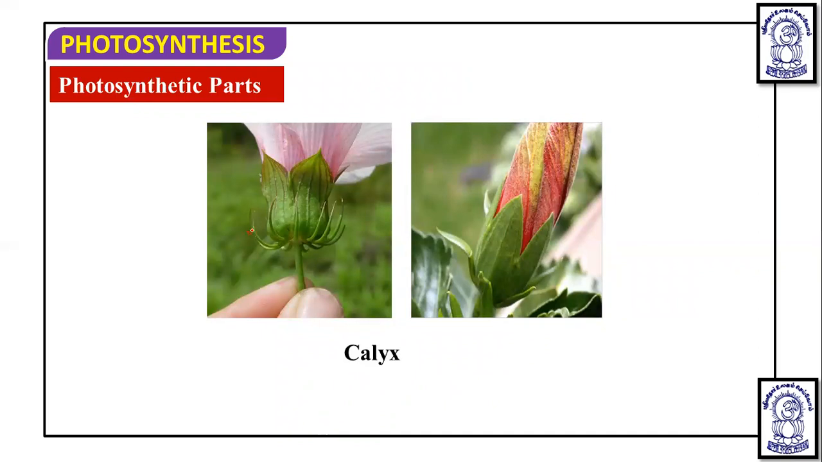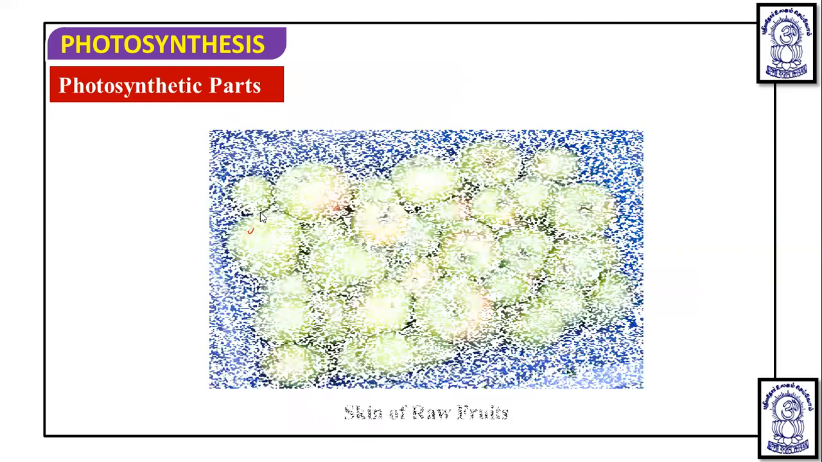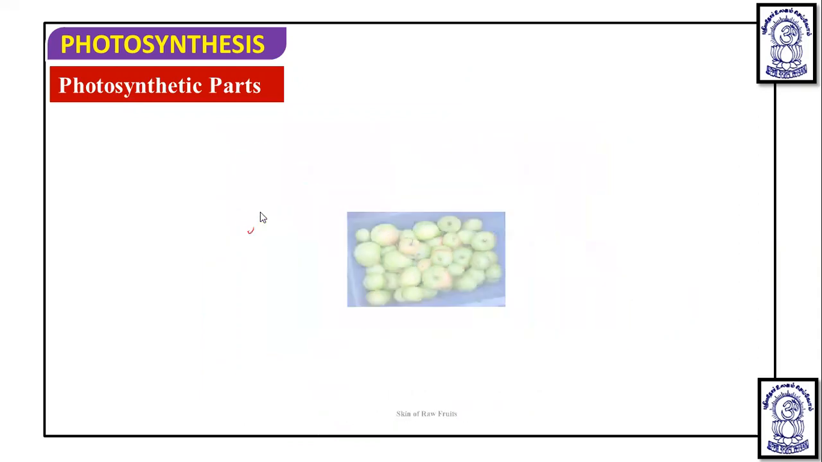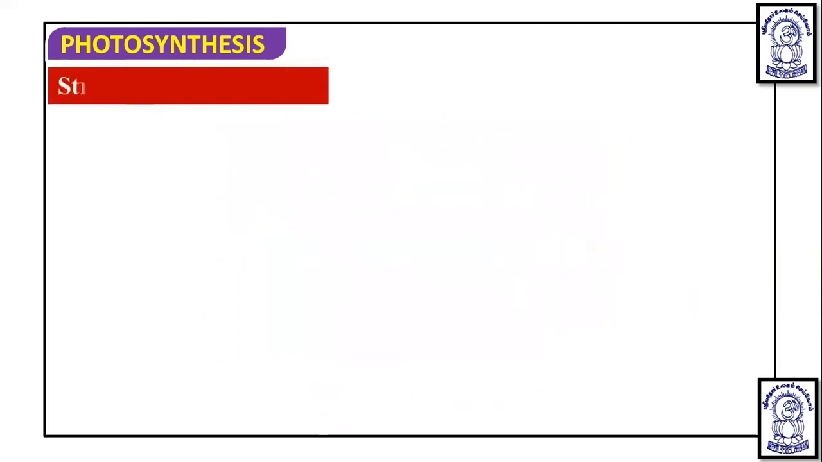This one you can see. Now, apart from this, the skin of raw, green fruit is also a place where photosynthesis can occur. So these are the sites of photosynthesis, the green parts of the plant where photosynthesis occurs. And in green parts, there is a chloroplast where the photosynthesis takes place.